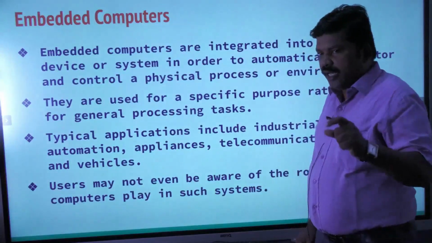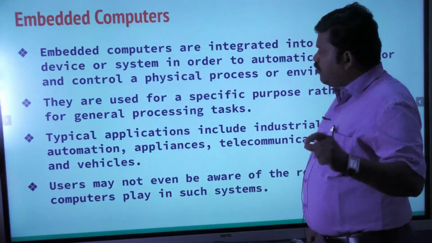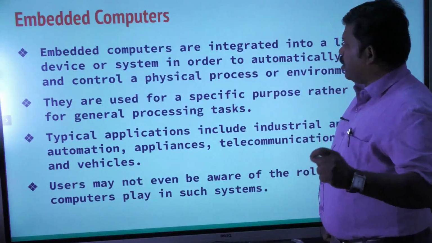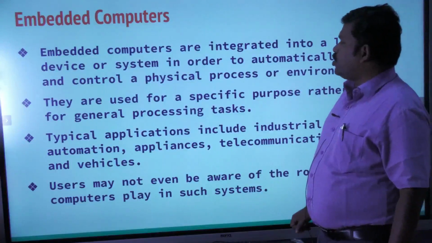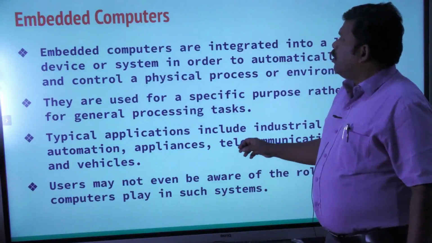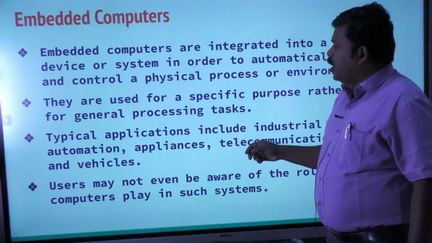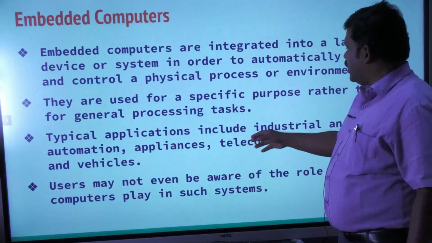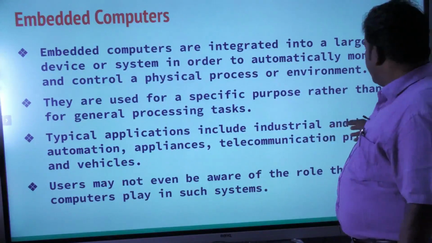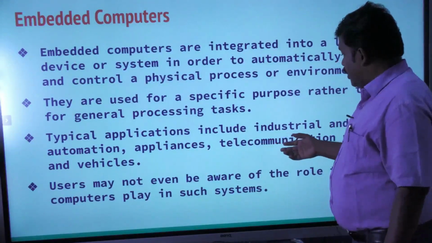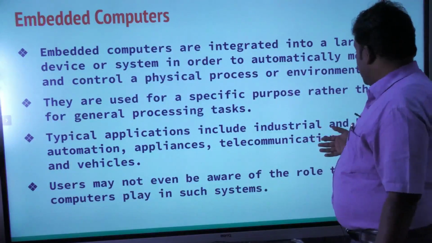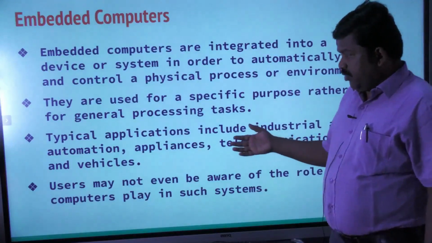Embedded computers can be used only for a particular purpose. We cannot use them for general processing tasks. Embedded computers are mainly used in typical applications including industrial and home automation, home appliances, telecommunication products, and even vehicles.